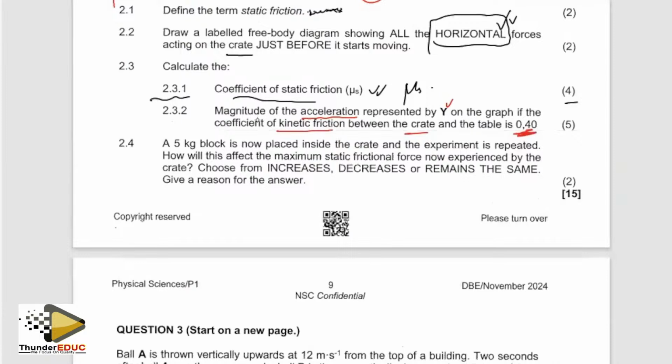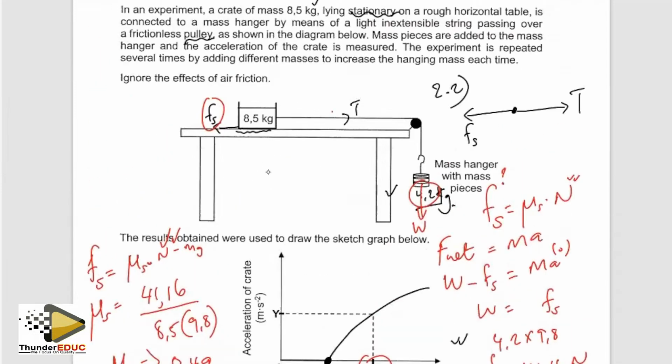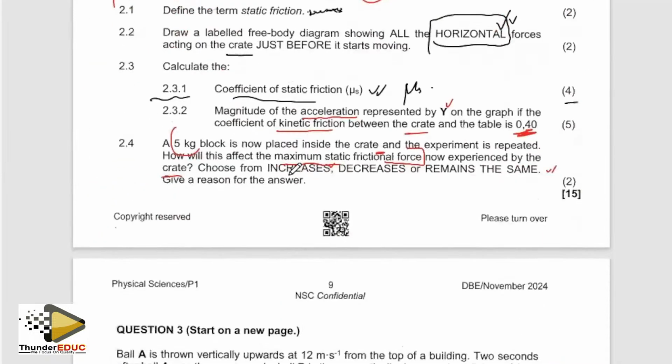And then 2.4 are telling us that a 5-kilogram block is now placed inside the crate, and then the experiment will be repeated. How will this affect the maximum static frictional force now experienced by the crate? We need to choose increase, decrease, or remains the same. Now we say if now there's a 5 kg that is added, which means we're going to have 8.5 plus 5, which is now 13.5. So if that happens, you need quite a lot of force to move it. In other words, the static friction force is going to increase. It's going to be harder to move that block.